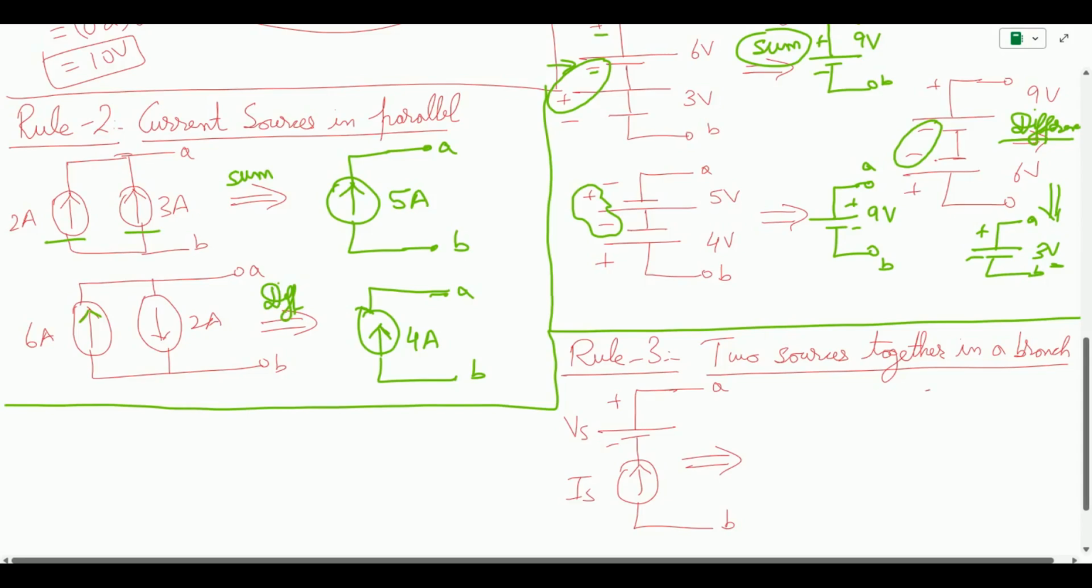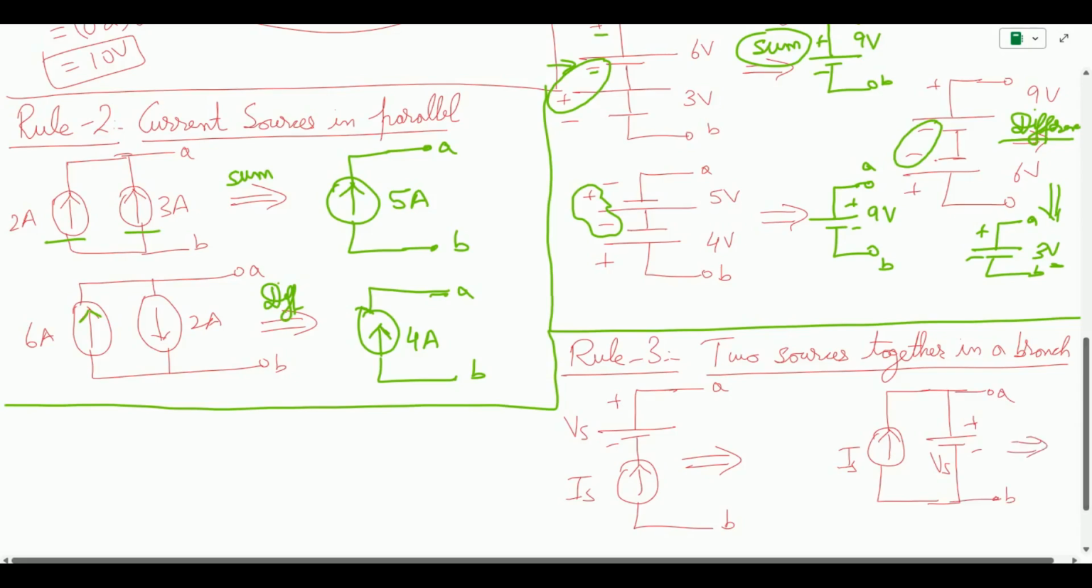Similarly, I can also have this configuration where I have a current source and a voltage source connected in parallel to each other. So this is my V_S, this is my I_S. Again, this is terminal A, etc. So which is going to take precedence?